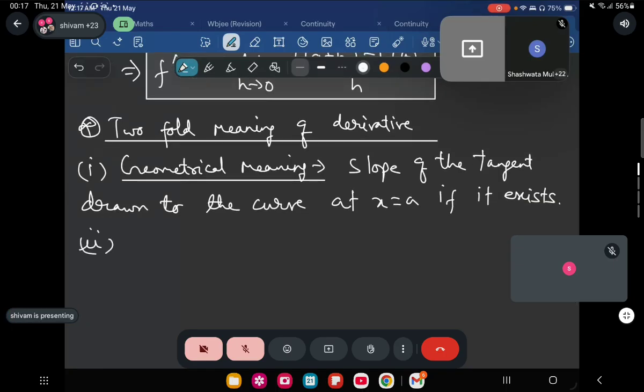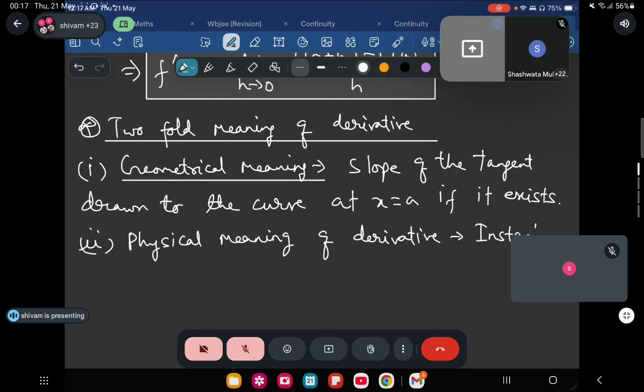Number two, physical meaning of derivative. That is the instantaneous rate of change of function. Okay.